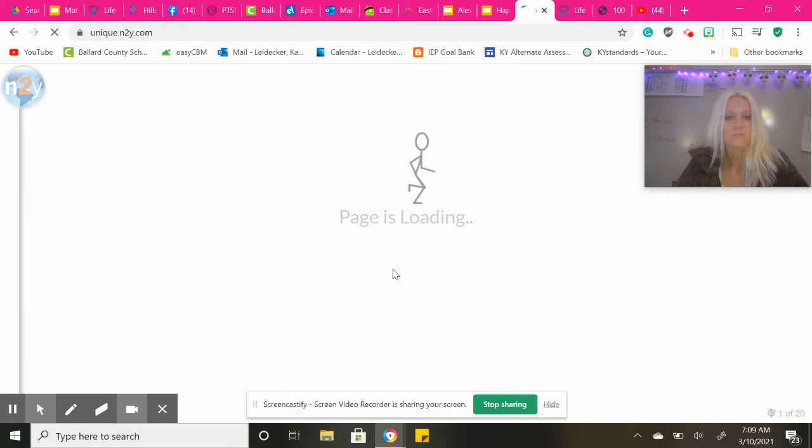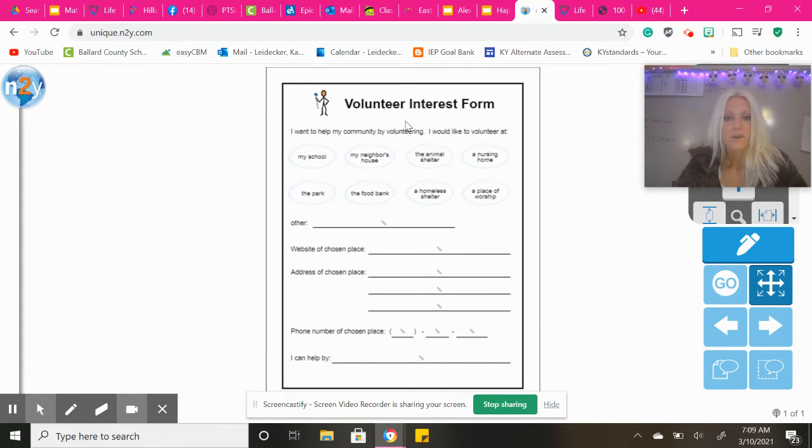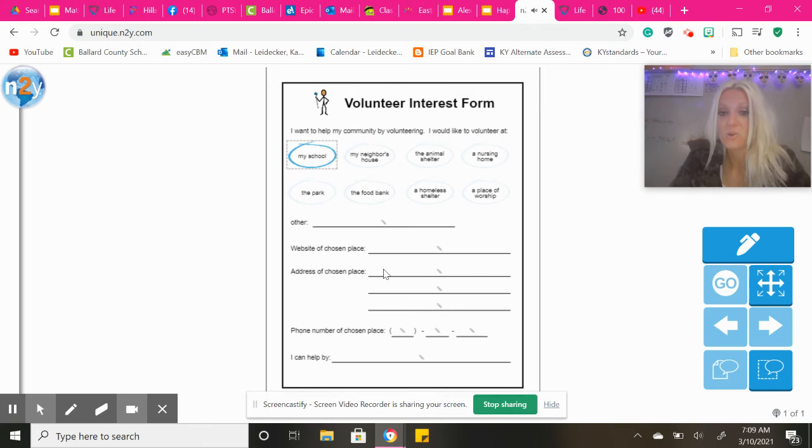And then your other life skills box is the volunteer interest form. So this is, I want to help my community by volunteering. I would like to volunteer at. So where would you like to volunteer at? It reads it to you. So you click on what you would want to volunteer at. This is just for fun.